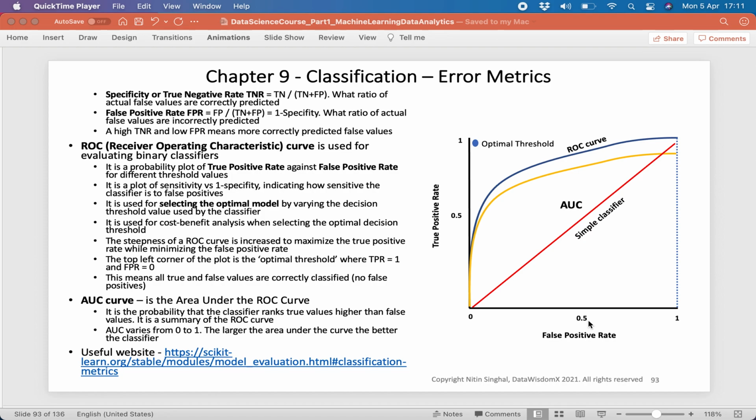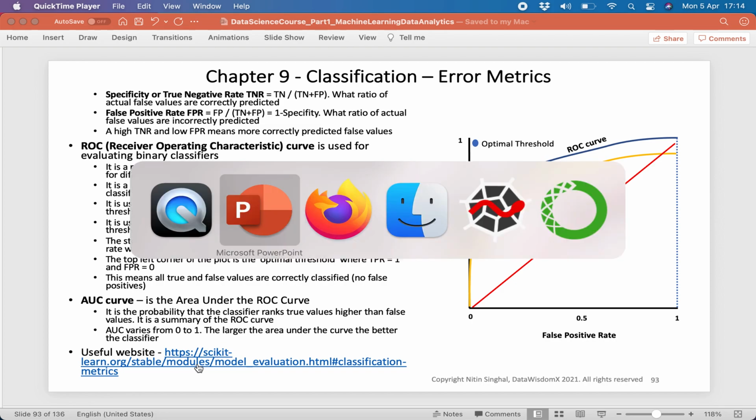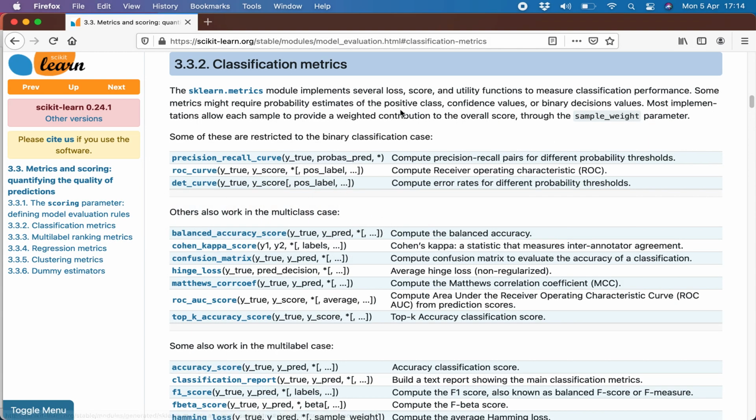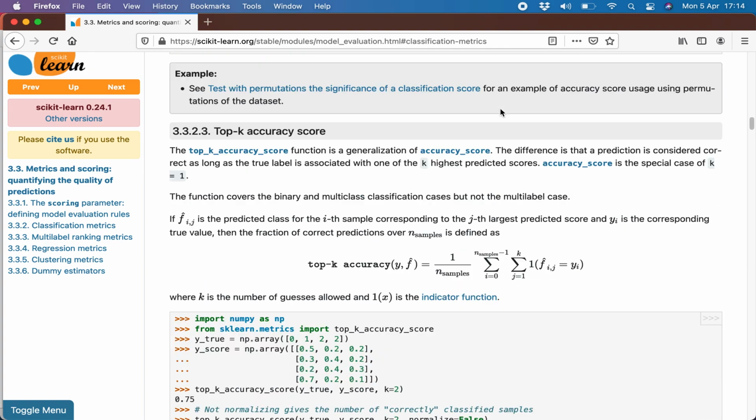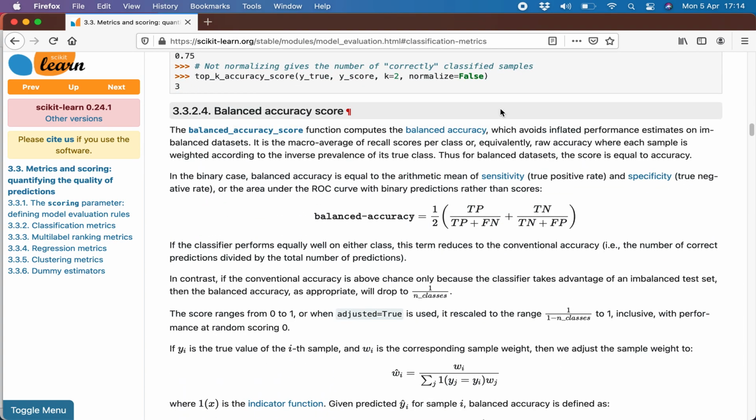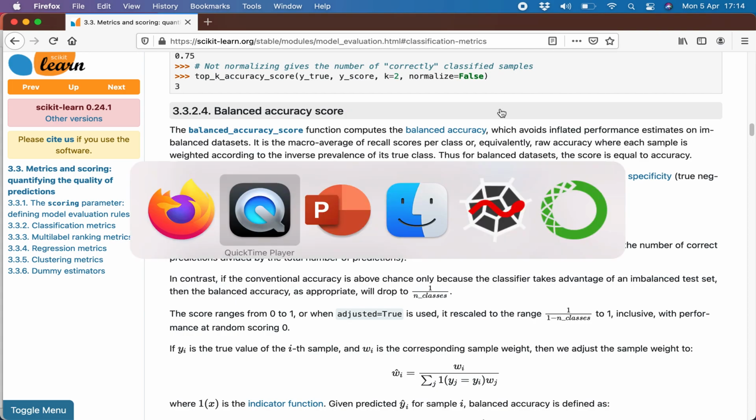So these are all the different error metrics that we feel are useful for classification models. If you want to see all other different metrics that can be used, you can go to the scikit-learn site and look at all the different metrics, their definitions with examples, and you can try the different metrics as you need for your models.